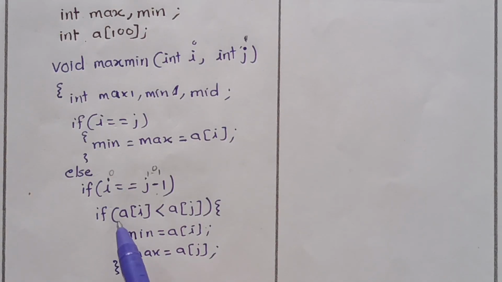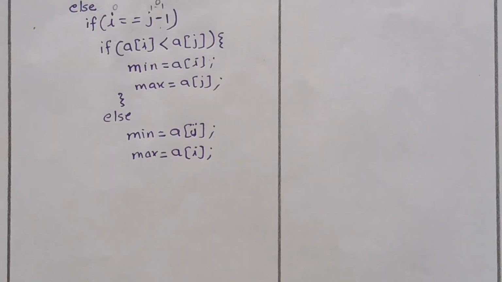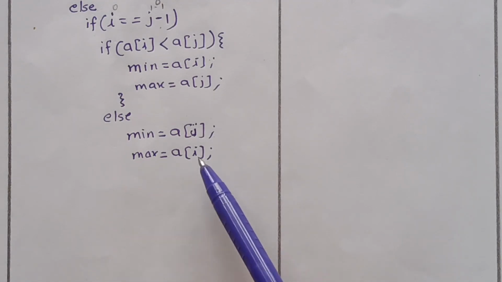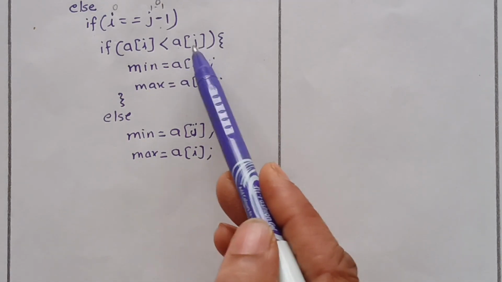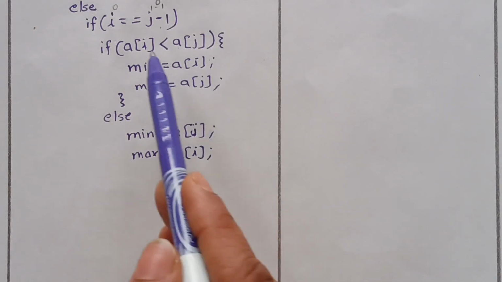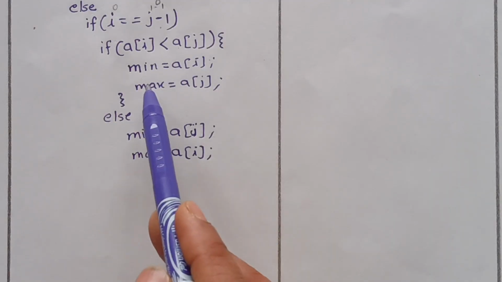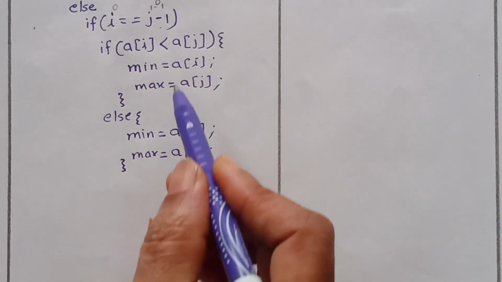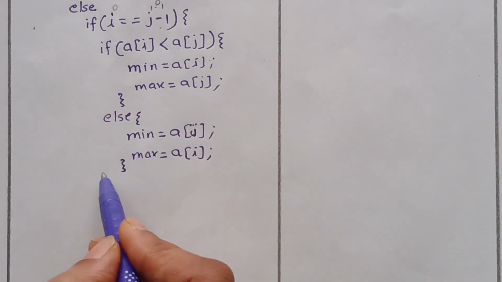Suppose this condition is false, meaning a of i is not less than a of j. Then what should you do? Minimum equal to a of j and maximum equal to a of i. That means if a of j is less than a of i, this will be executed. If a of i is less than a of j, then minimum is a of i, because it is smaller, and maximum is a of j. Yes, got it? So this one is the else part. If two elements are there, then this will be executed.